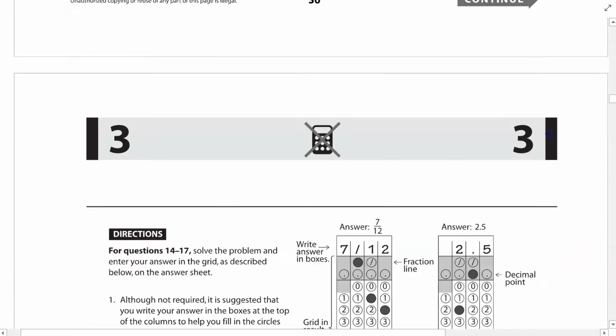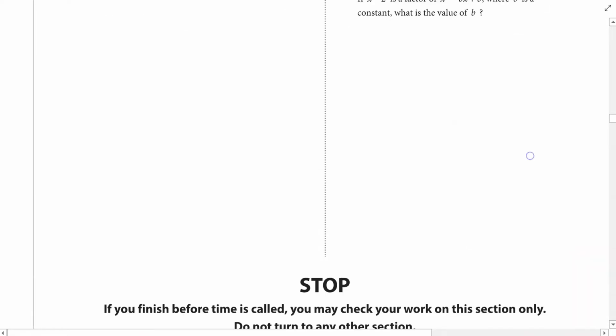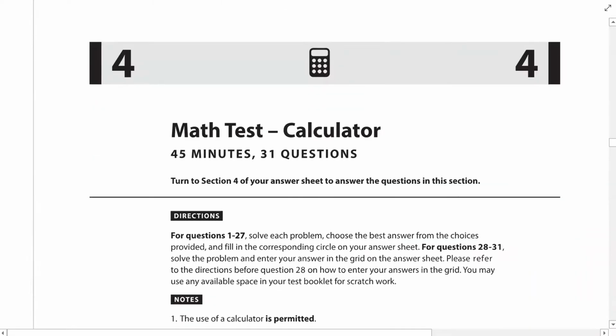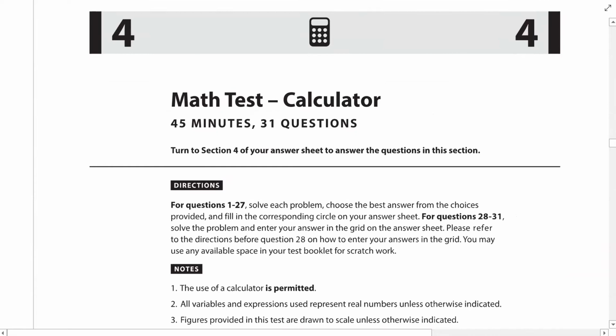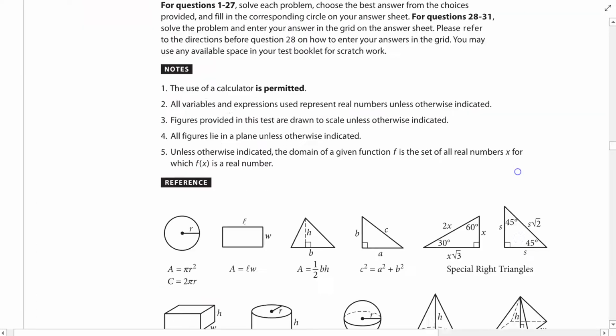So problems like that. Let's scroll down. I want to get down to the calculator portion now, because in this section, they aren't going to ask any questions, or very many questions, if any, that could easily be plugged into a calculator.